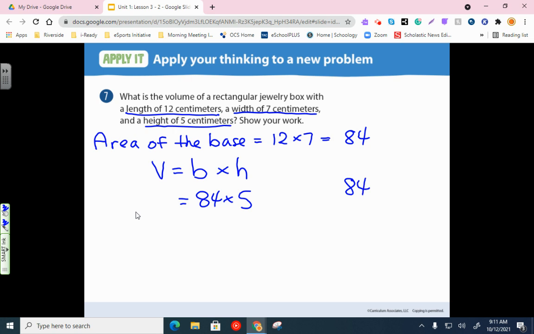And this is probably one we're not going to be able to do in our head, so let's do it off to the side. 5 times 4 is 20. Carry your 2. 5 times 8 is 40 plus a 2. So that gives us an answer of 420. And the units for this one are centimeters, so it's going to be cubic centimeters. All right, let's move on to 8.